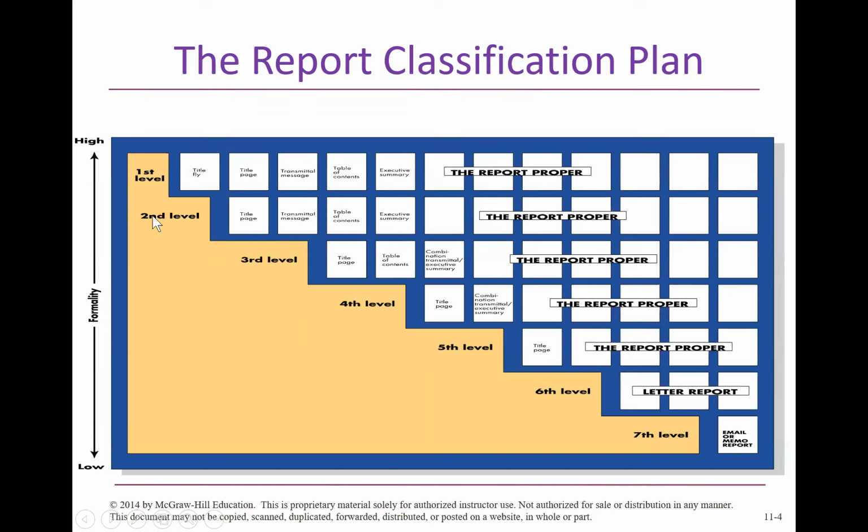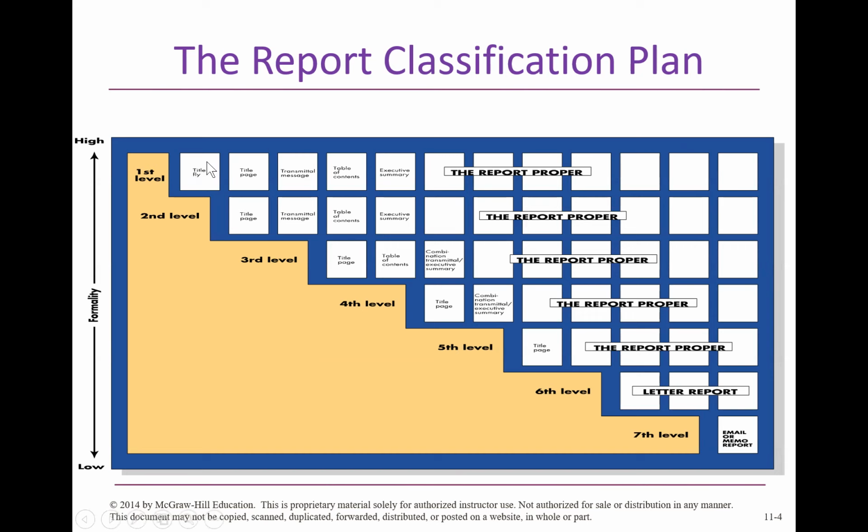So, in the second case, what are you going to omit? You are going to omit the title fly. What is the title fly? The title fly means writing only the title on just a page. Say, for example, what is the title of your report? The title of your report is the impact of strategic business communication on the business performance. So you will just write this sentence on a page.